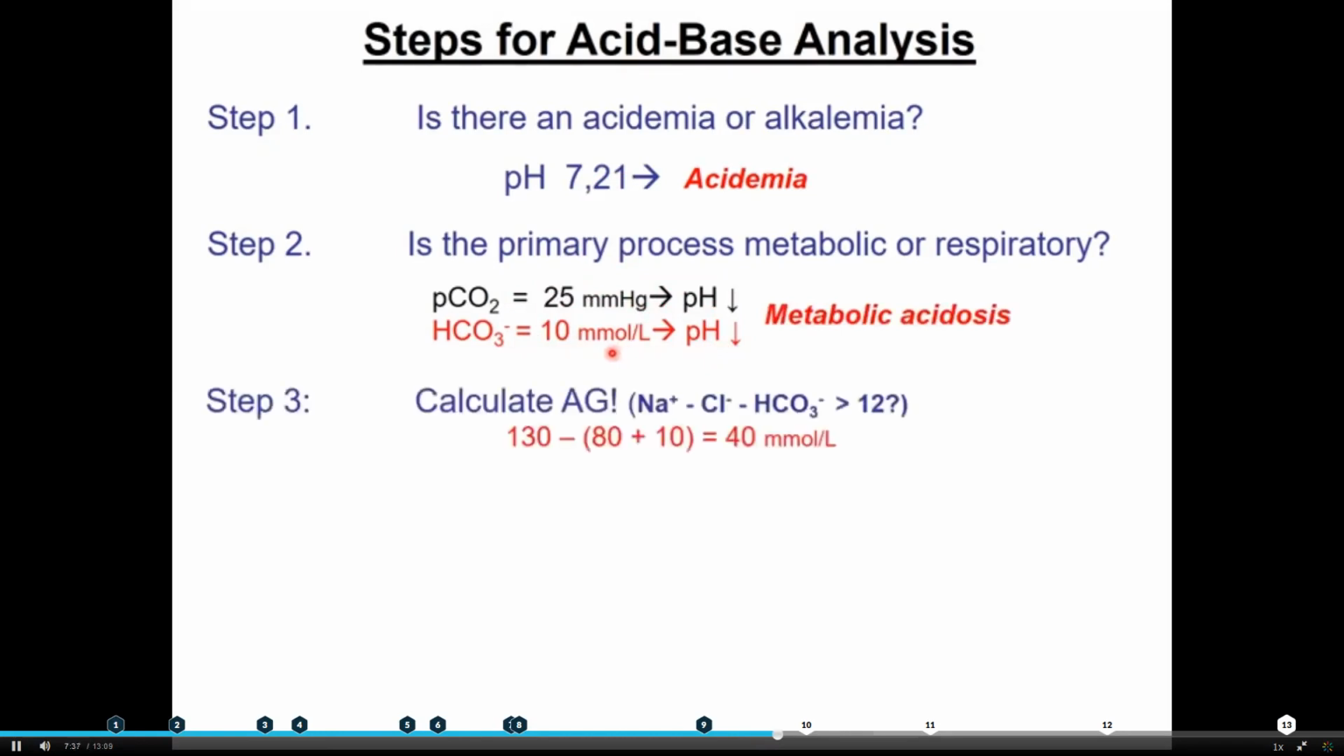Go on, next one. Calculate the anion gap. In our case, sodium is 130, chloride is 80, bicarbonate is 10, so that means 40 millimole per liter. It's very, very high. It's an anion gap acidosis. Very good. Let's look at the respiration. But before we go to the respiration, what could be the cause?